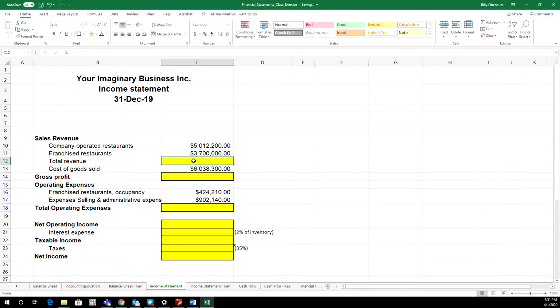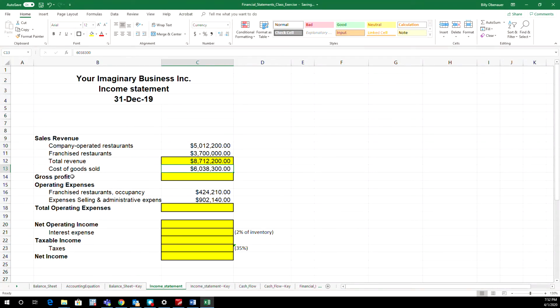So we're just going to go into this box here and we are going to add the $5 million we have for company-owned restaurants to the 3.7 million created from franchise restaurants. And that gives us our total revenue of $8,712,200.